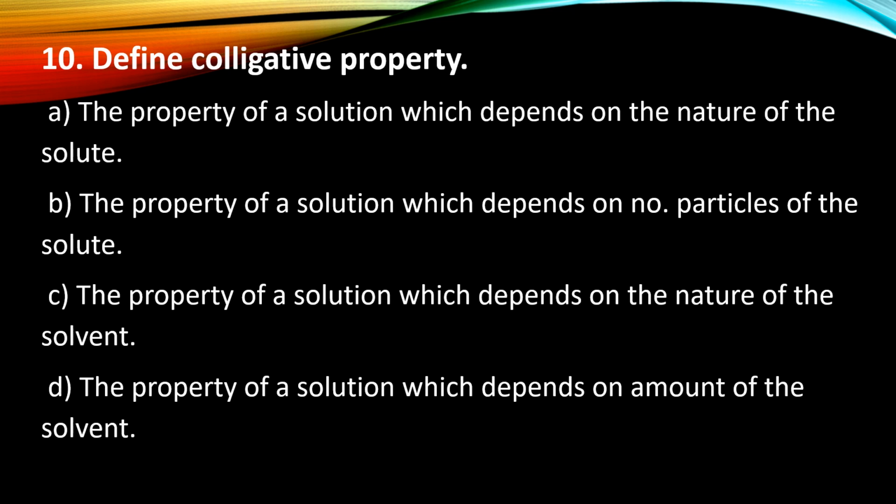Okay, students? Shall I read out once again? A, property of a solution which depends on the nature of the solute. B, property of a solution which depends on number of particles of the solute. Option C, property of a solution which depends on the nature of the solvent. Option D, property of a solution which depends on amount of the solvent. Done? Good. Next question.